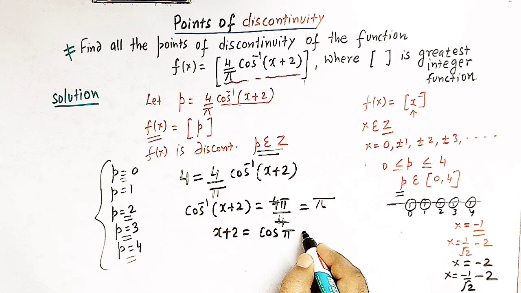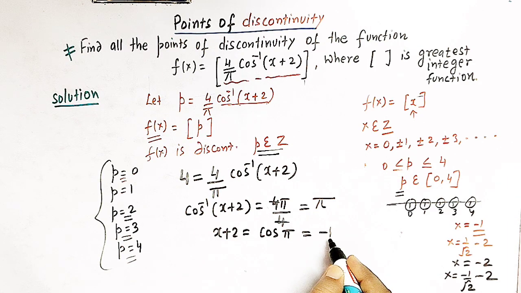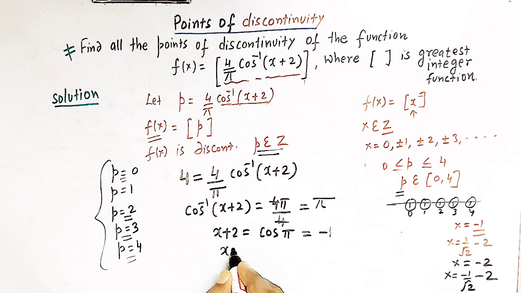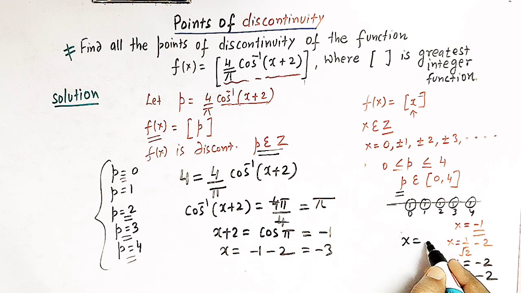Okay, so cos pi is equal to minus 1, cos 180 degrees is equal to minus 1. So x is minus 1 minus 2, taking 2 to the right hand side, we have minus 3, right? So the fifth point is x is equal to minus 3.